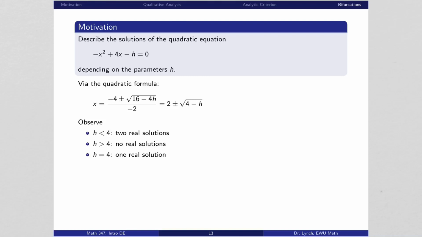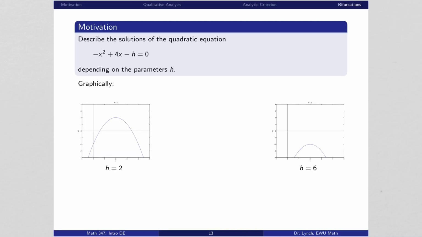So we can make the observation that in the case where h is less than 4, there are 2 real solutions. In the case where h is greater than 4, of course, there's a negative under the square root sign, and we have no real solutions. And in the borderline case, when h is equal to 4, there's 1 real solution. This is motivation of a bifurcation. In this particular quadratic formula, the bifurcation occurs at the value h equals 4.